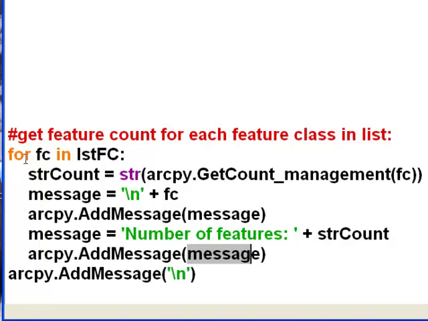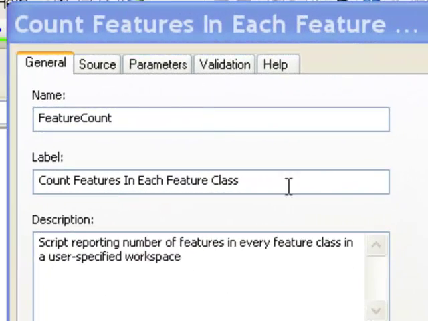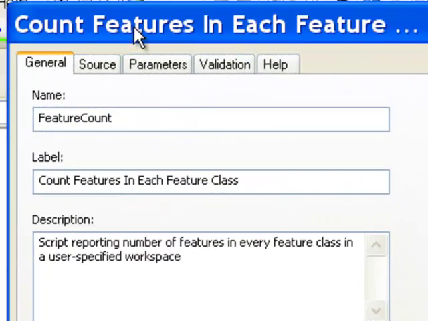And then when we're all done looping through every feature class in our list of feature classes, we'll add a message that's just a new line character just to end the script. Okay, so that's what we'll do. So what we need to do is get our script tool, which is linked to our Python. Okay, so here we're beginning to build our script tool.